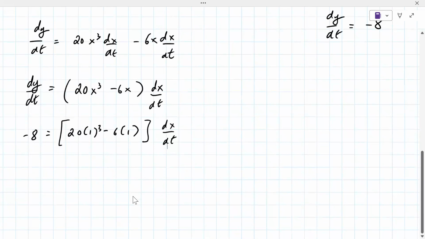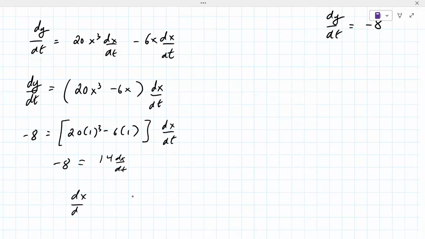And so dx/dt ends up being 20 minus 6, or 14. So dx/dt is minus 8 over 14, minus 4 over 7. Okay. Is that kind of okay so far?